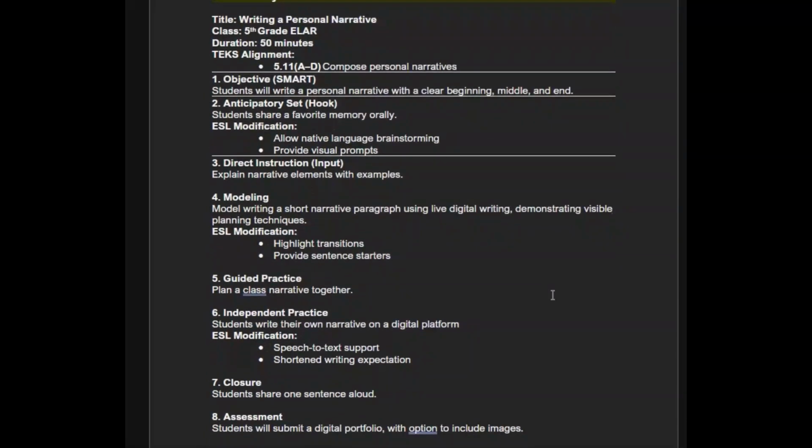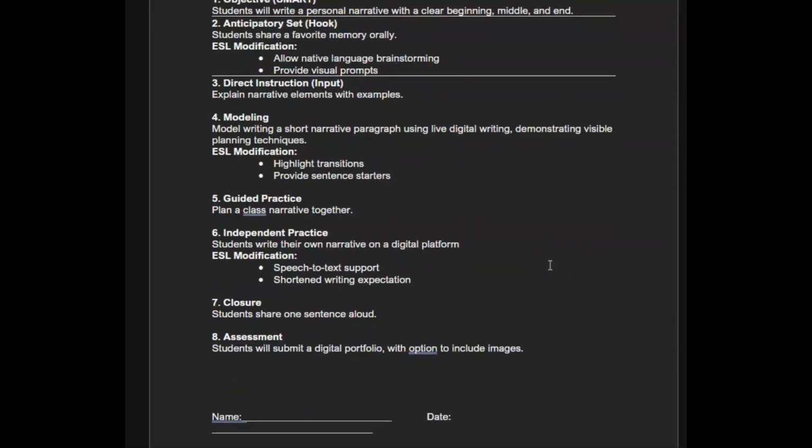Now, for this one, they're going to write a personal narrative with a clear beginning, middle, and end. I'll explain to the students that maybe it doesn't have to be factual. Maybe it could be a little bit fictional, just to make sure that they don't feel pressured and they can have that freedom of creativity, as long as they give that personal narrative with a clear beginning, a middle, and an end. All right. The hook's going to be they share a favorite memory orally.